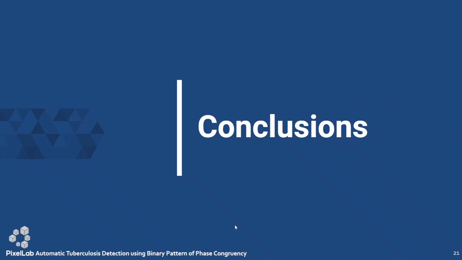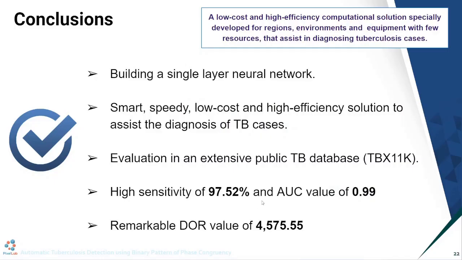Conclusions. Thus, considering our initial proposal for a low-cost, high-efficiency computational solution developed especially for regions, environments, and equipment with few resources, which helps diagnose tuberculosis cases, we built a single-layer neural network. That is an intelligent, speedy, low-cost, and highly efficient solution to diagnose TB cases. The system was evaluated on an extensive public TB database, named TBX11K. It has a high sensitivity of 97.52% and an AUC value of 0.99. And it shows a remarkable DOR value above 4,500.